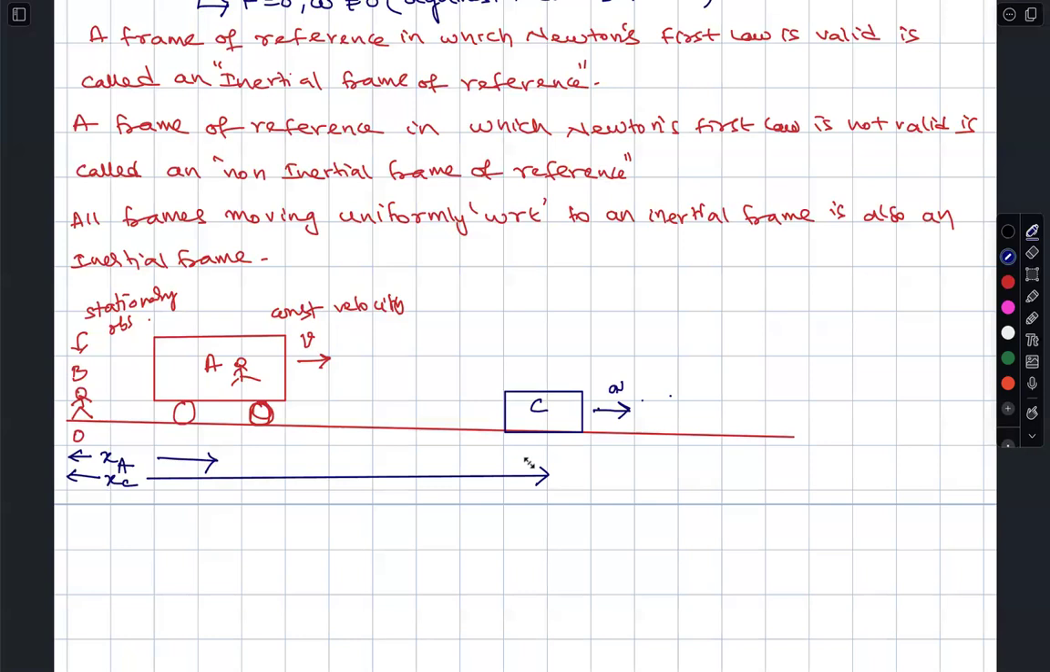First of all, there are two observers. One is B, the other is A. B is a stationary observer. A is an observer moving with constant velocity, and C is an observer who is moving with constant acceleration. So now I am defining, at any instant, velocity of C with respect to B is defined as dxc by dt. And one more important point, acceleration of C with respect to B is defined as d square xc by dt square.